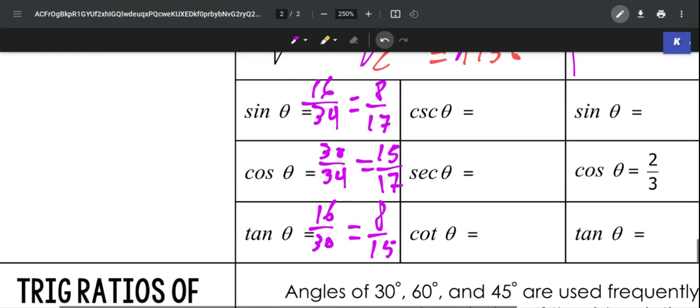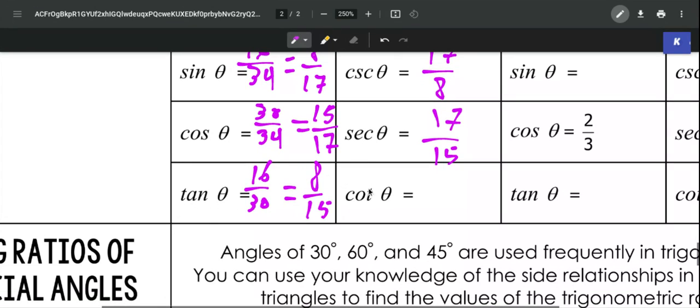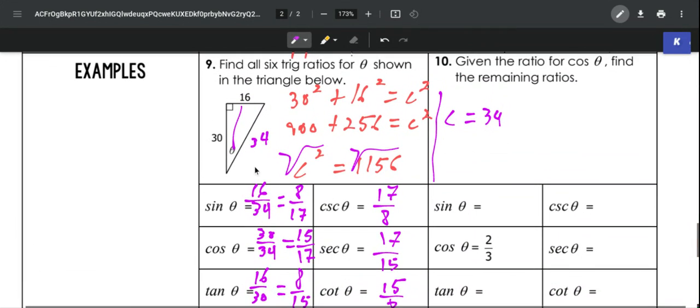And then the easy thing here is that if we want to know what cosecant is, we just take 8 over 17 and flip it. So now we'll have 17 over 8. For secant, we just take cosine, which was 15 over 17, and flip it. And for the last one, for cotangent, we take tangent, 8 over 15, and just flip it. So we'll get 15 over 8. And that is how you use your right triangle to figure all of those out.